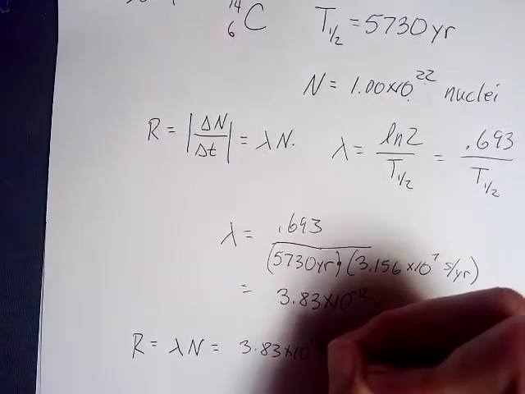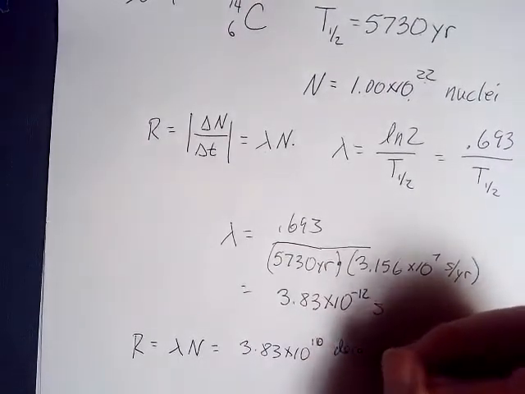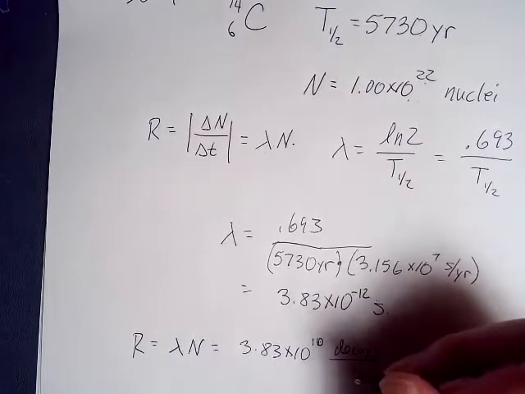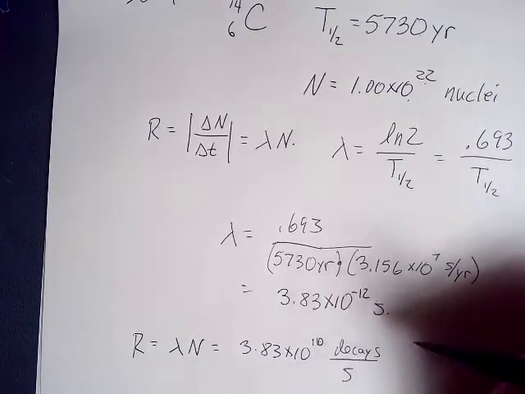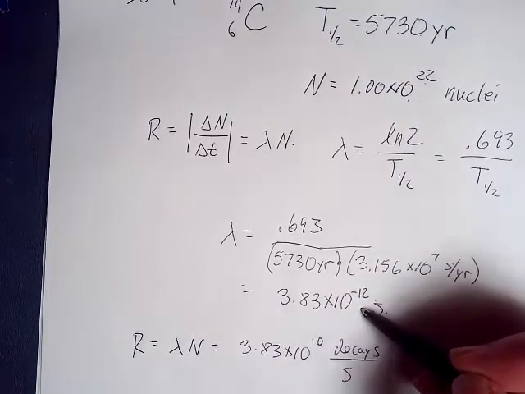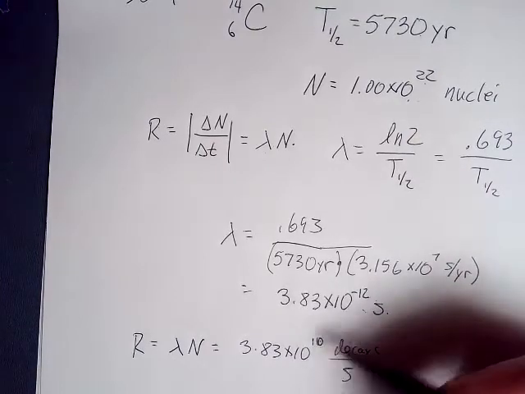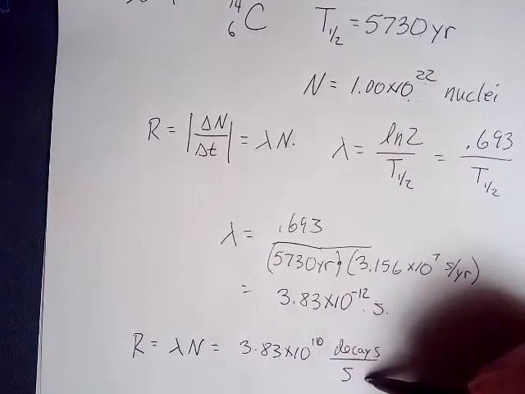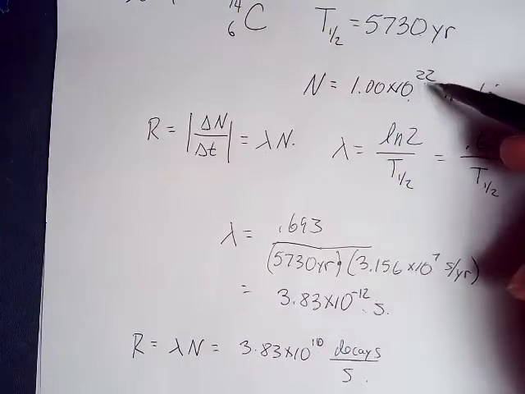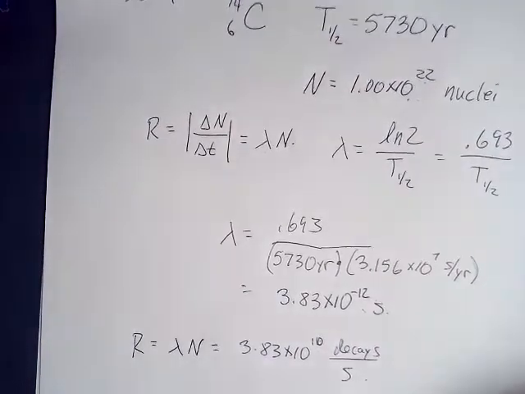Sorry, activity is the decays per second. That's the time between decays. This is how many are, so even decaying 10 to the 10th power per second, it takes over 5,000 years to decay up to 10 to the 22nd power.